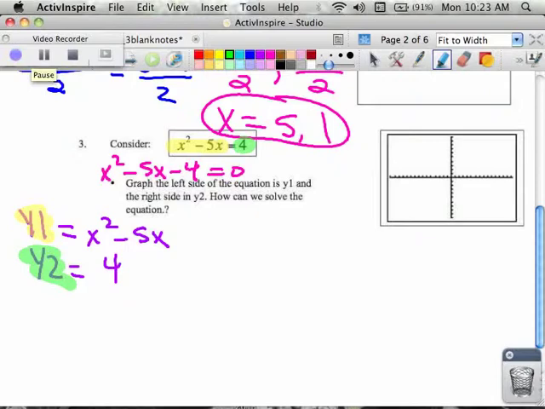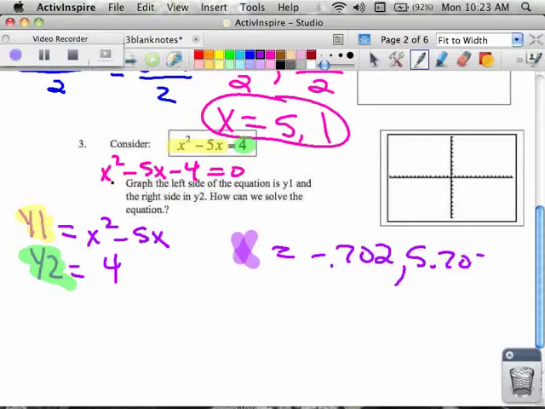Okay, so we found out by looking at our calculator, using the same technique as before, that our 2 x values were x equals negative 0.702 and 5.702. And again, you can use this with the y1 and y2 equation: second trace, 5, enter, enter, arrow, enter, or you could guess if you wanted to.